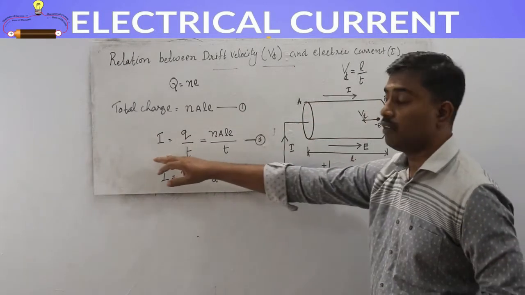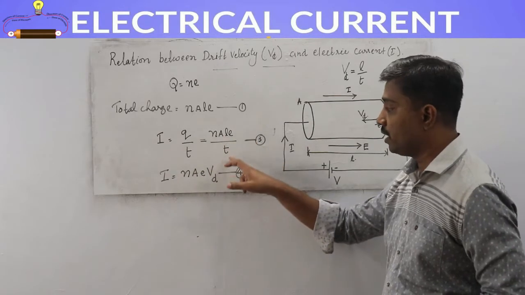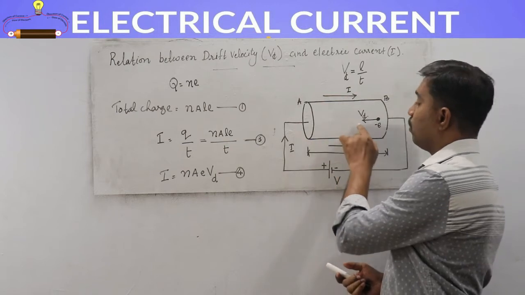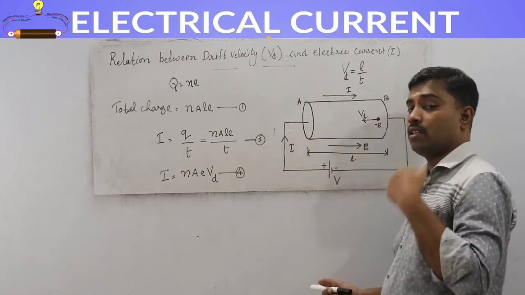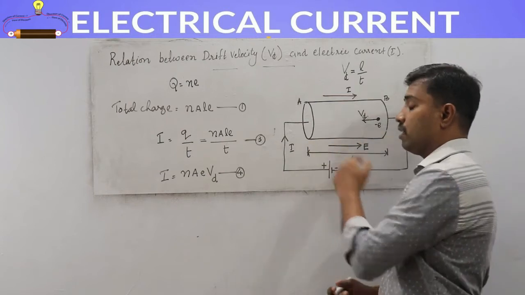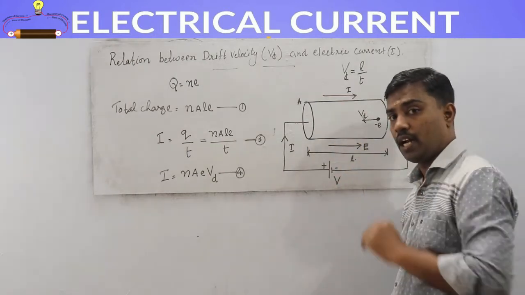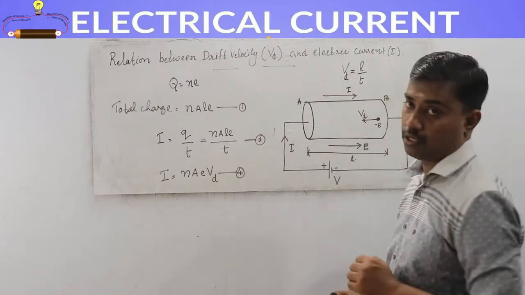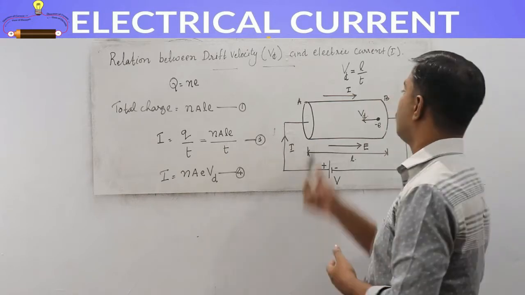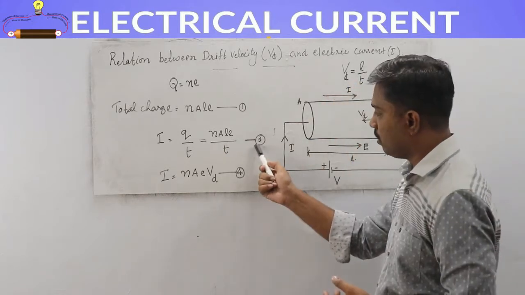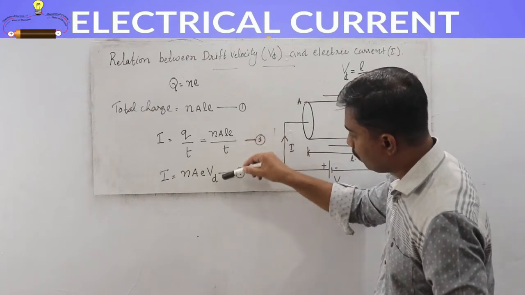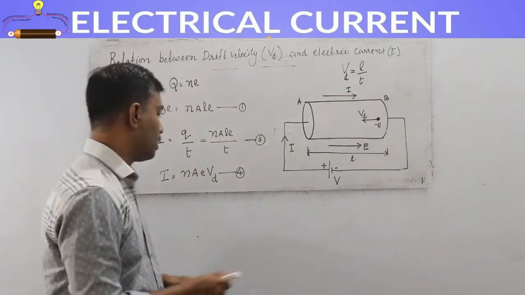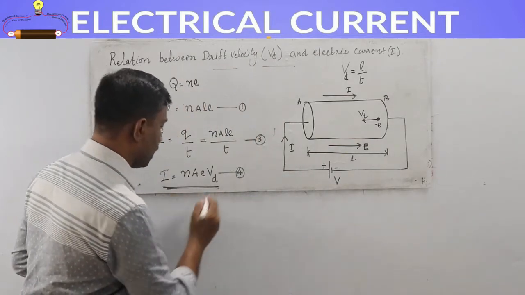So the current we got, current I is equal to nALe by t. The electron is drifted from B to A with a velocity of Vd. How much distance is the electron traveling? L distance within t seconds. So the velocity of the electron V is equal to L by t, and this velocity is the drift velocity. So Vd is equal to L by t. In equation number 3, instead of L by t I wrote Vd. So we get the current inside the conductor, I is equal to nAeVd.